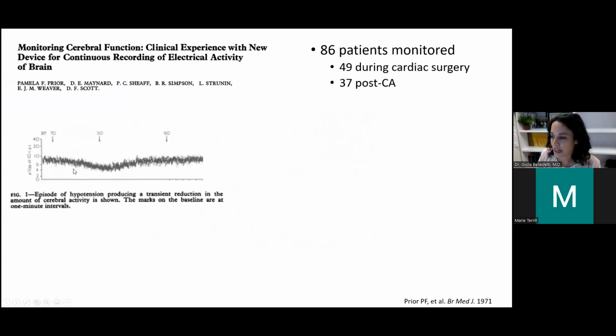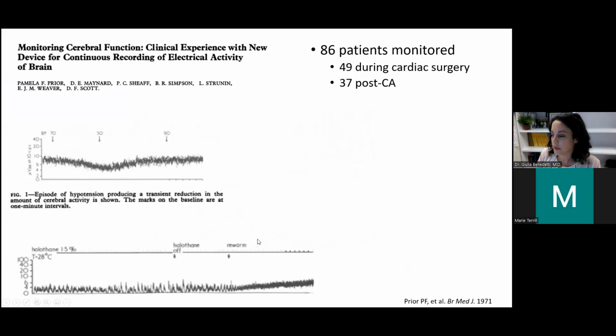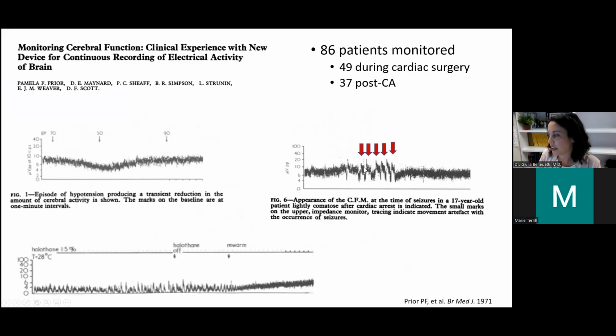So this was after cardiac surgery, noticing that as mean arterial pressure dipped, the cerebral function monitor declined in amplitude, and then it improved when they improved blood pressure. Looking at effect of the anesthetic and temperature, and then they found that classic arch appearance in seizures on some of these patients too.